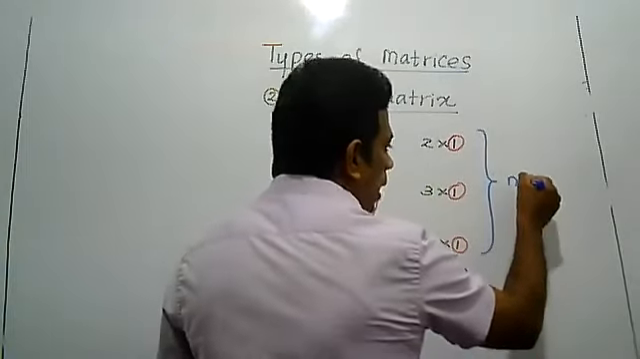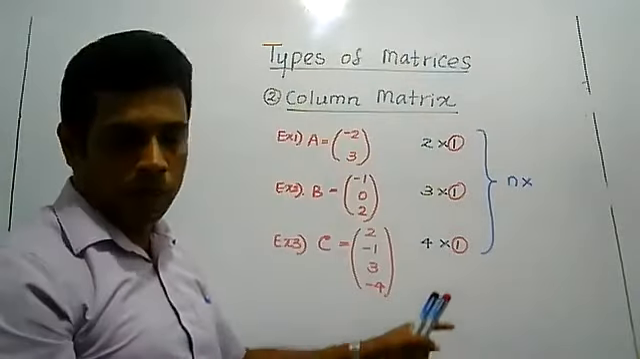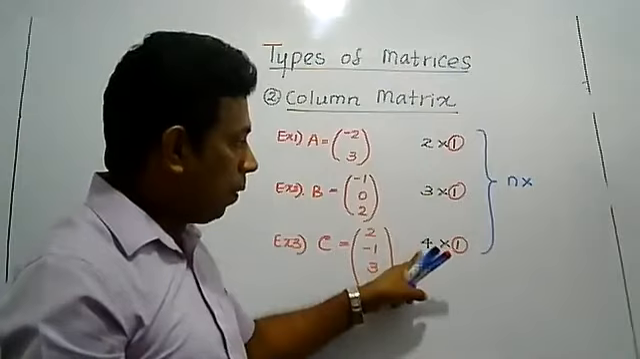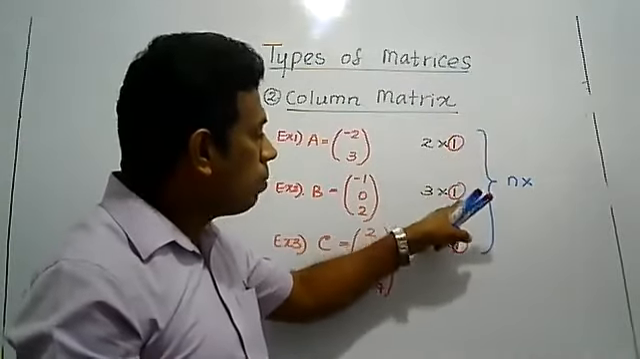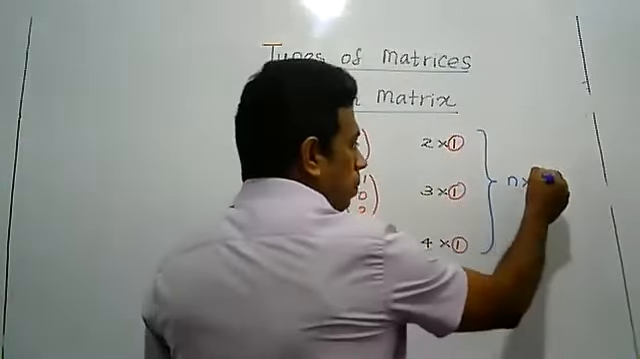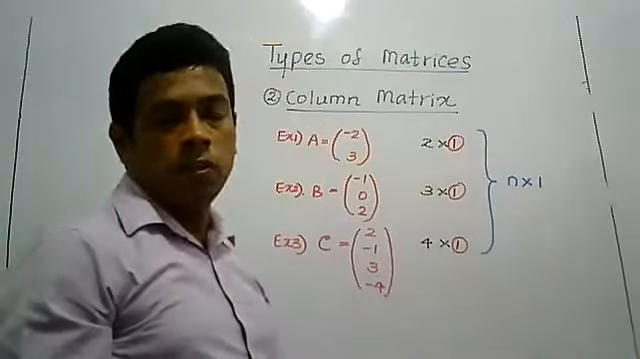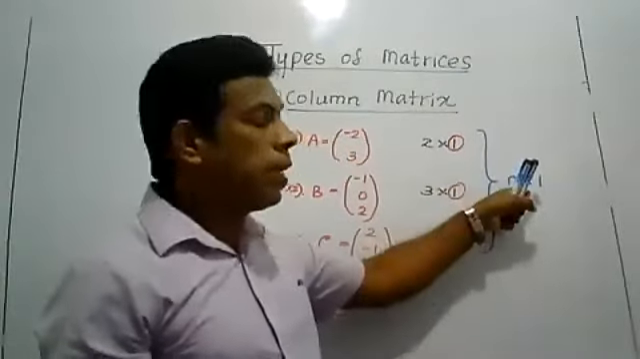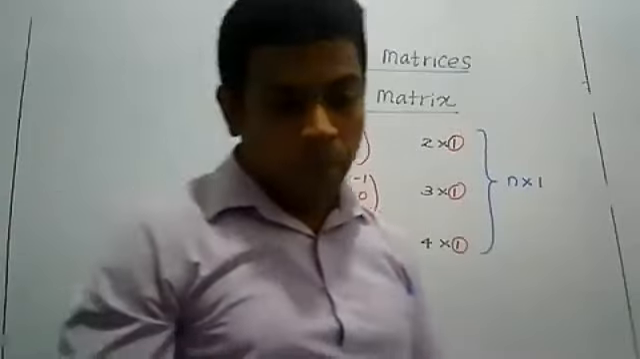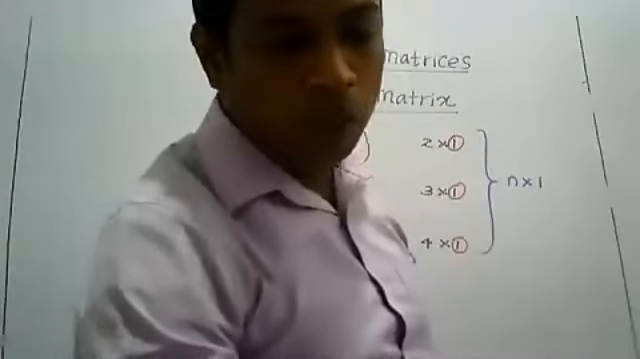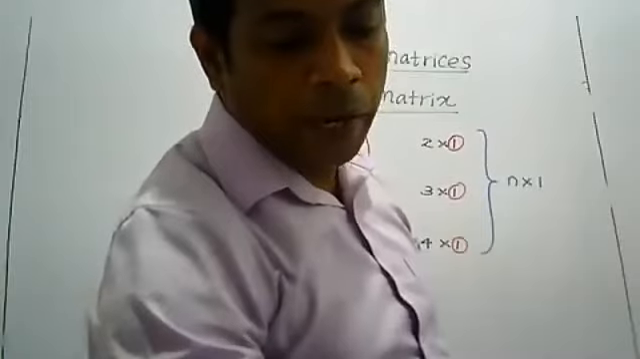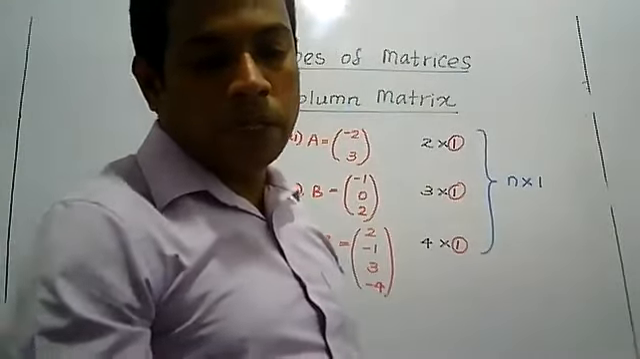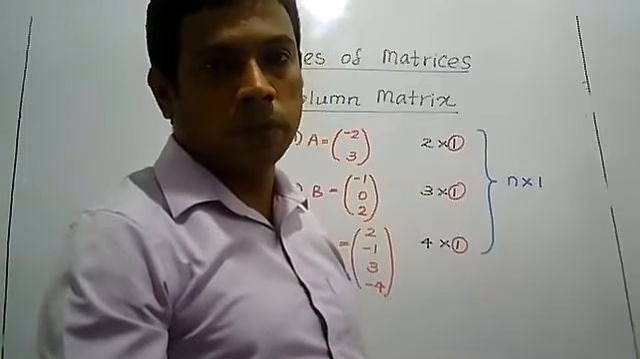So the number of rows of the matrix may be different, but the number of columns of the matrix should be 1. Then, in general, the order of a column matrix is represented by n by 1. Then write down: in general, the order of a column matrix is n by 1.